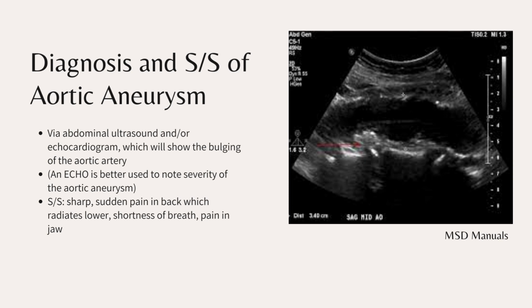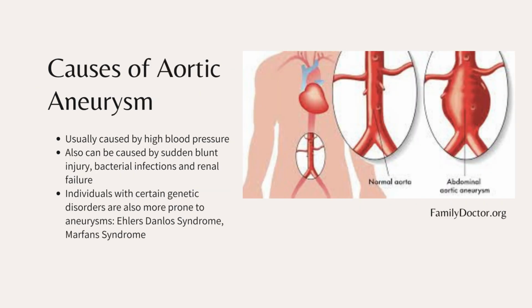Signs and symptoms of aortic aneurysms include sharp, sudden pain in the back, which can radiate down to the lower body parts, along with shortness of breath and pain in the jaw. Causes of aortic aneurysm usually stem from high blood pressure. Another cause of an aneurysm can be sudden blunt injury, bacterial infections, and renal failure. Also, certain individuals with genetic abnormalities are more prone to aneurysms.